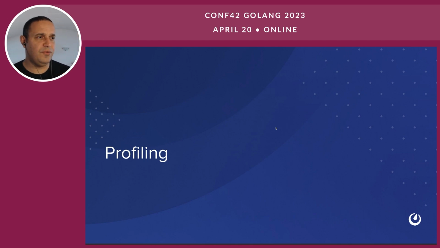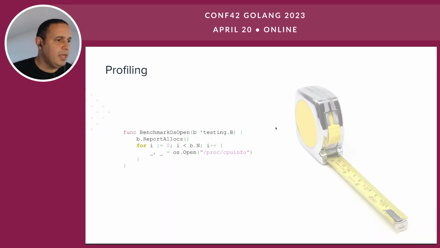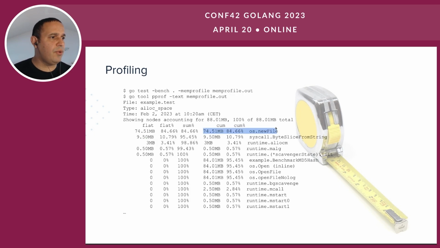Another way of getting information about performance is profiling. Normally, you want to know what part of your system is the bottleneck, and profiling is for that. So here is an example. Here is the example of our benchmark before. I can run that, but in this case, I'm asking for a mem profile. And I can use the Go tool pprof to get the information about where my memory is getting consumed.